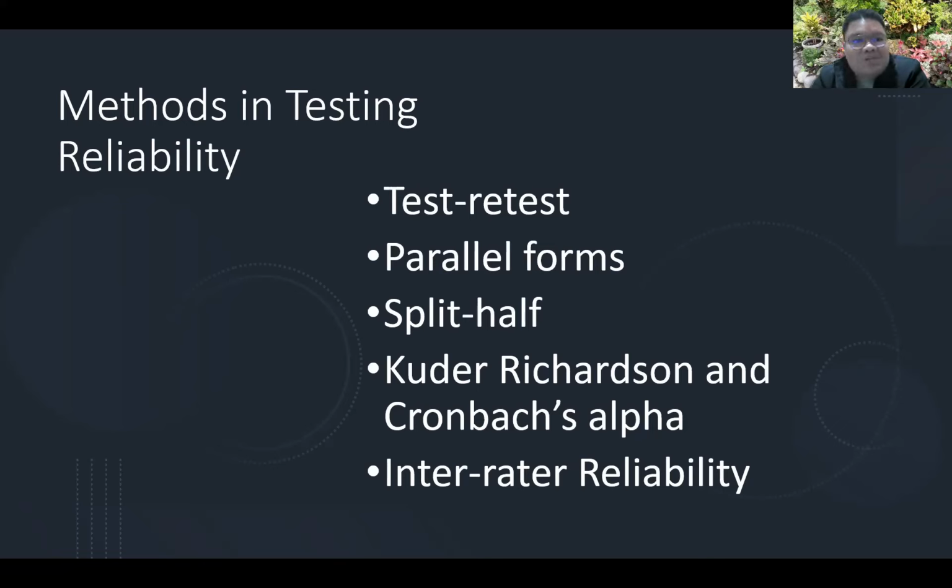Okay? One, class, is you have your test-retest. You also have your parallel forms. You also have your split half. You also have your KR, your Kuder-Richardson, and then you also have Cronbach alpha, and then you have your inter-rater reliability. Okay, these are the different methods in testing reliability. We will discuss them one by one.